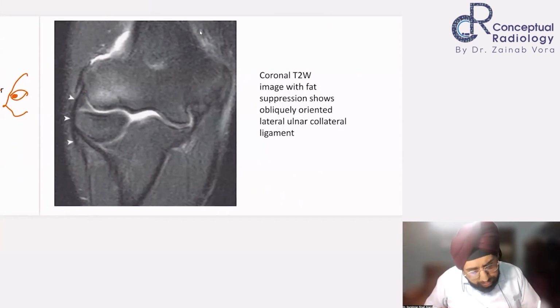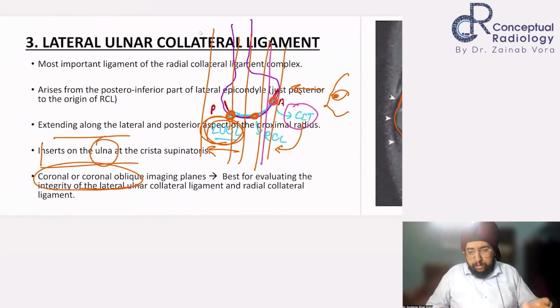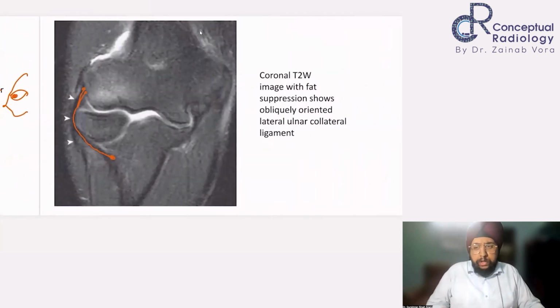What we see is that from the posterior inferior part there is a hypointense structure which is rising, going around the radial head, and this is inserting onto the ulna. The structure on which it inserts is your crista supinatoris, but no need to remember that. Just remember that it's inserting onto the ulna.